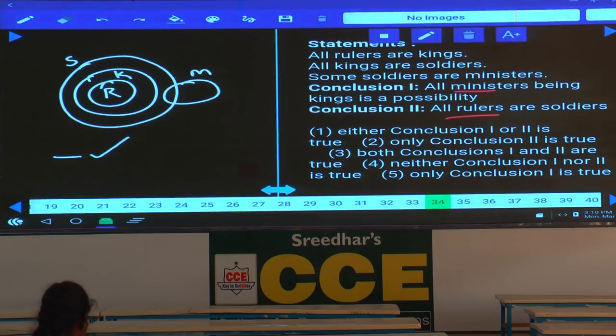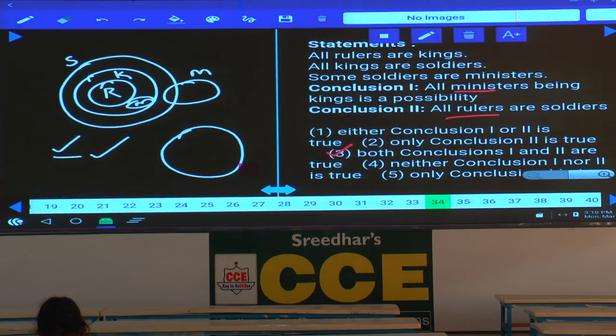Now, can we write this minister like this or not? Again, all the statements are affirmative for a possibility, so you can write it as a single diagram. Hence, both 1 and 2 follow. Both 1 and 2, that is choice 3. Question number 34, choice 3 is the answer.